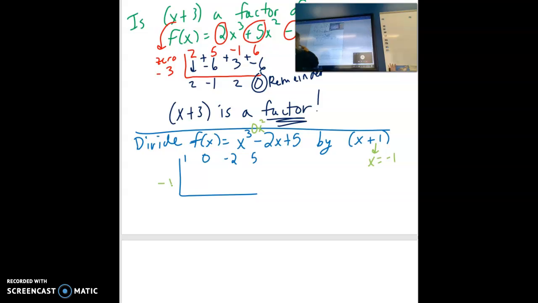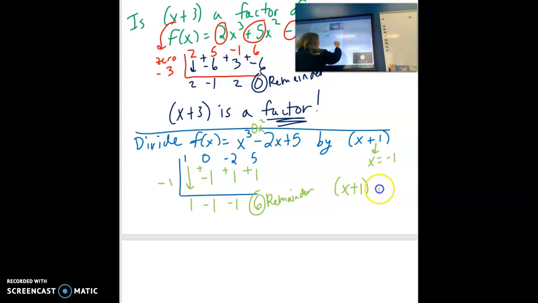So let's go ahead and go from here. I drop down the 1. 1 times -1, I add. -1 times -1, I add. -1 times -1, I add. And so 6 is my remainder. So what this means is x plus 1 is not a factor.